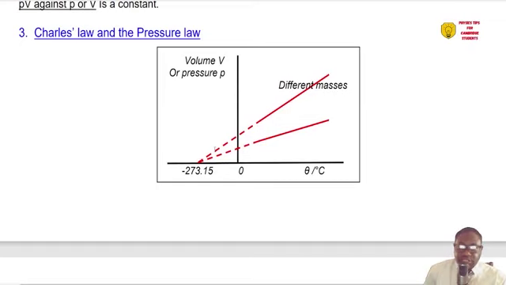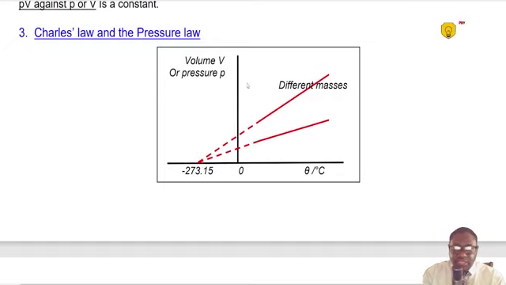Charles' law states that the volume of a fixed mass of a gas is directly proportional to the temperature when pressure is kept constant, and the pressure law states that the pressure of a fixed mass of a gas is directly proportional to the temperature provided the volume is kept constant. So the graphs of either V or P versus temperature in degrees Celsius will look like this. This is for different masses: a smaller mass and a larger mass. Then this is the absolute zero temperature, minus 273.15.